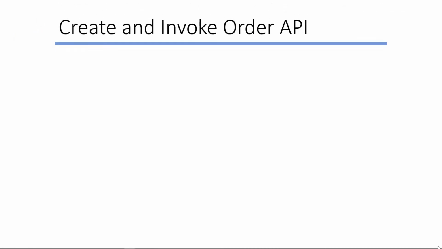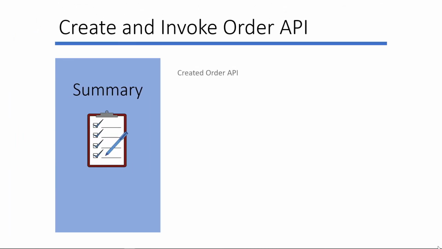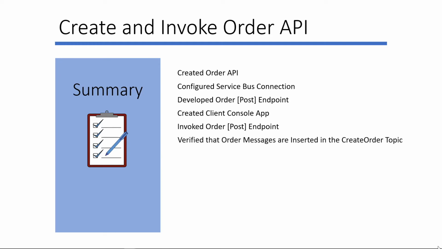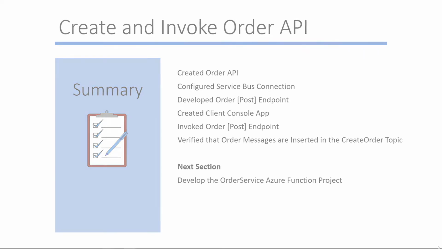So let's summarize what we have accomplished in this section. We created the order API. We configured the connection to the service bus. We developed the order post endpoint. We created the client console app. We invoked the order post endpoint from the client console app. And we verified that the order messages are inserted in the create order topic. In the next section, we will develop the order service Azure function project.